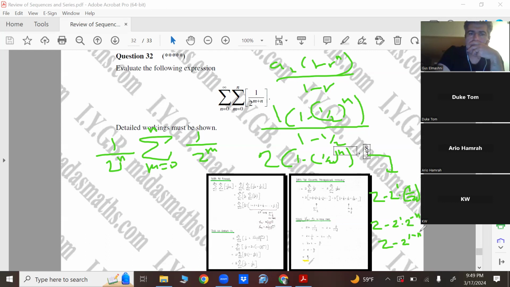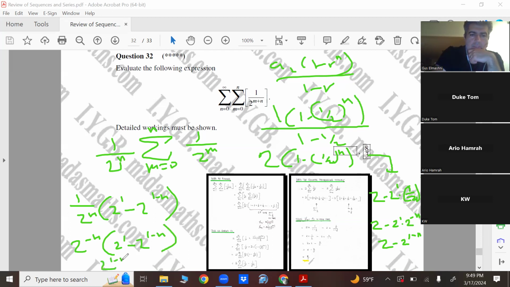Not sure that helps. But then you multiply by 1 over 2 to the n, and you want to sum that. So you have 1 over 2 to the n. That's 2 to the 1 minus n, so you can think it's 2 to the negative n. Distribute it, you should have 2 to the 1 minus n, add again.